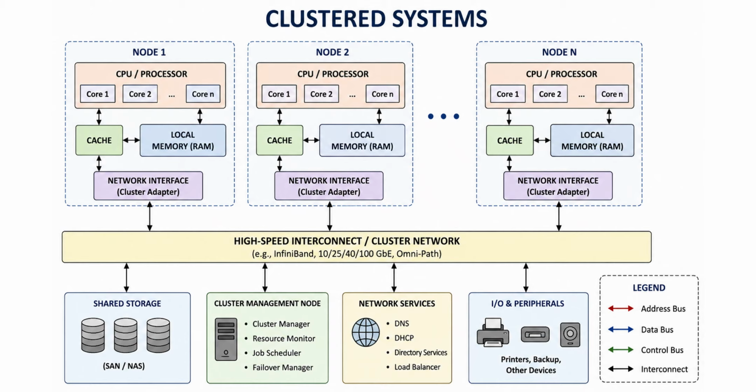Below that shared network, we find shared storage, often a SAN or NAS setup. A cluster management node is responsible for things like resource monitoring, job scheduling, and failover management, along with network services like DNS and load balancing, and shared I/O and peripherals. Compare this to the single processor and multiprocessor diagrams we just saw. Notice how clustering takes the idea of sharing resources a step further, connecting entire independent systems together rather than just processors within one machine.